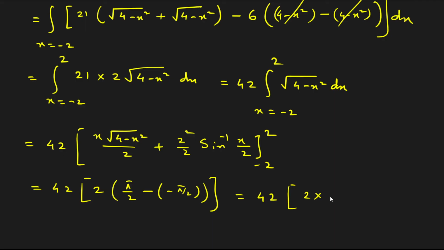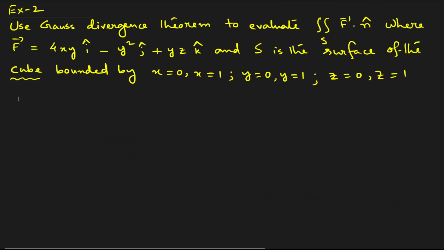2 into pi. So finally we have 84 pi. So this is the answer. So I'll suggest you do the calculation by yourself. If you are not getting the answer, then you check it from this video lecture. Okay, now let us take one more problem.